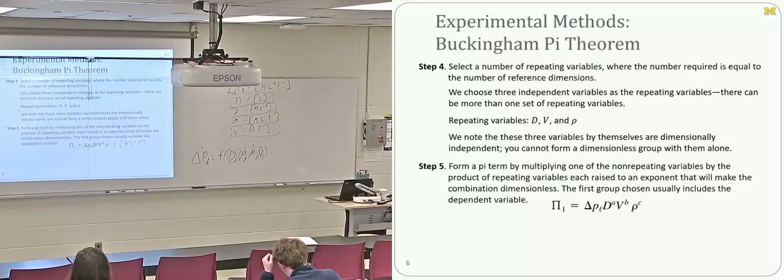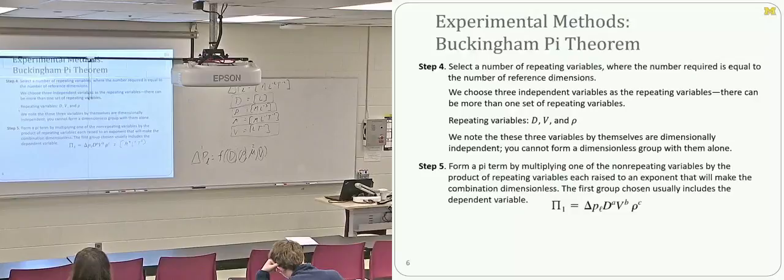Diameter raised to the A is then going to be length to the A, right? Velocity raised to the B is then going to be length to the B times time to the negative B. Rho to the C is then going to be mass to the C, length to the negative 3C. So we know this. So this pi term then is going to have dimensions of this. And now what we need to do is say that mass to the 0, length to the 0, time to the 0 is equal to this guy. Which means let's consolidate our terms.